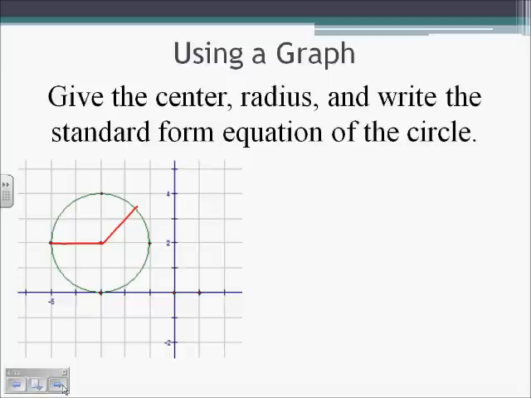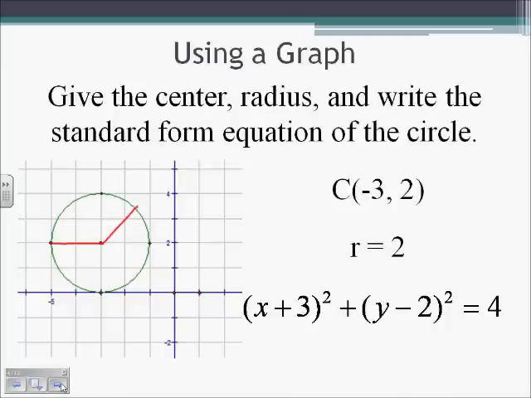So we can write that into standard form. x minus a negative 3 is going to be (x + 3)², plus (y − 2)² is going to equal our radius squared, which is 4.